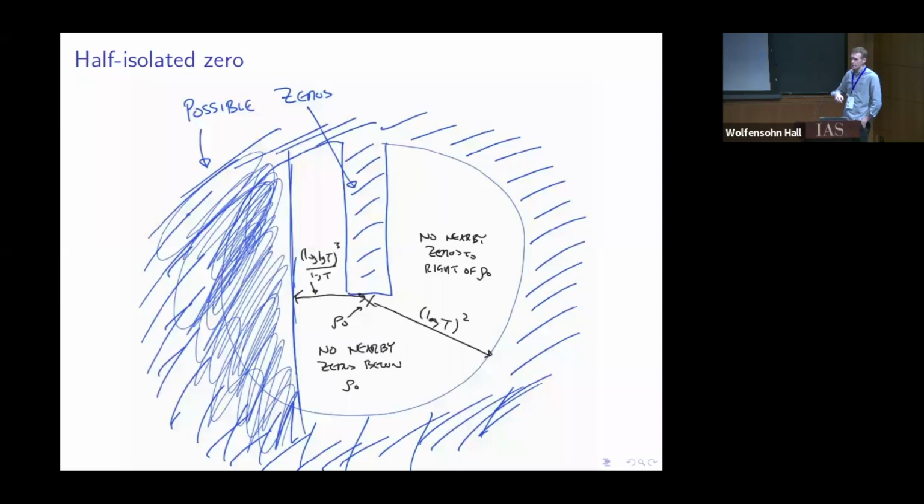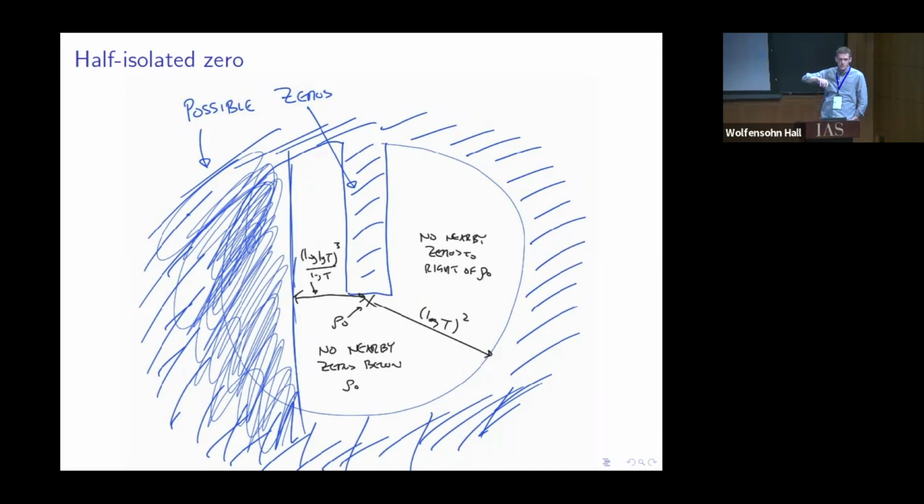And then again, the blue hatch marks mean I can have zeros outside of this. But essentially, I'm allowed to have zeros above a half-isolated zero, but not around it. Okay, does this make sense, what this picture is doing? This is the main point: we are going to allow arbitrary configurations of zeros above a half-isolated zero.